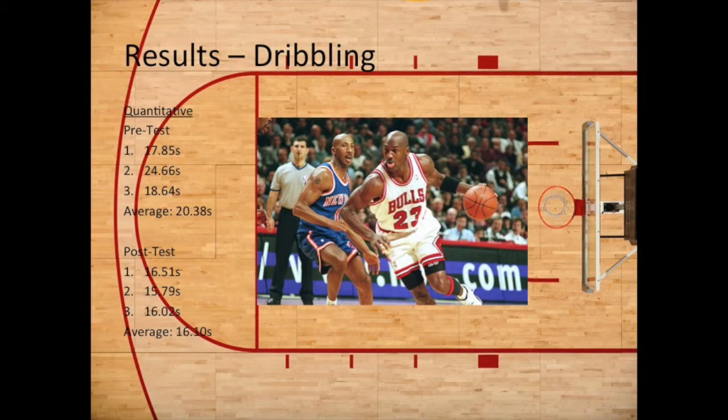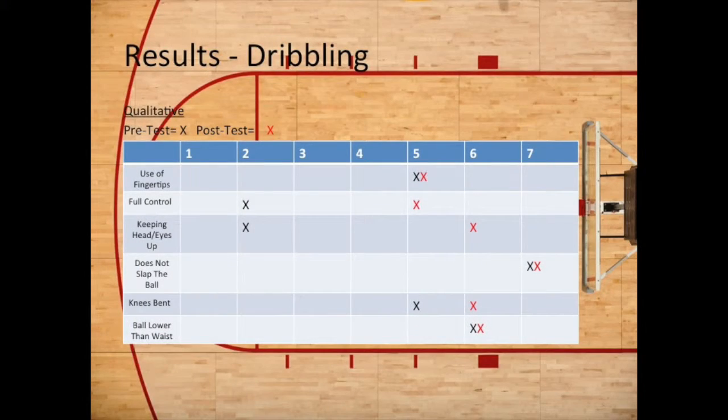As with the shooting, quantitative scores for the post-test dribbling were superior to that of the pre-testing. The participant bettered his time by more than 4 seconds. The results for the qualitative dribbling test were not as large, as a lot of the scoring was already higher from the pre-test. The participant, however, did show a significant increase in overall ball control and keeping his head and eyes up while coming down the court. This was encouraging.